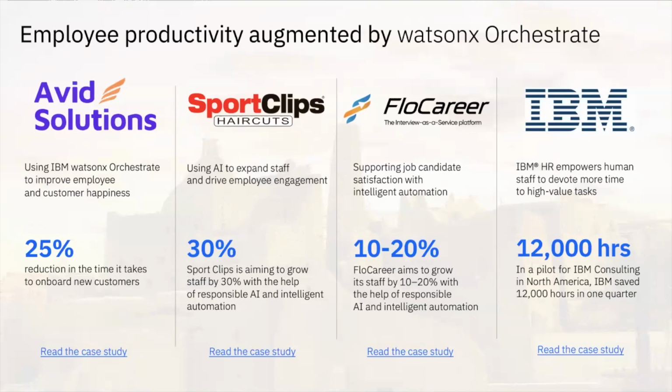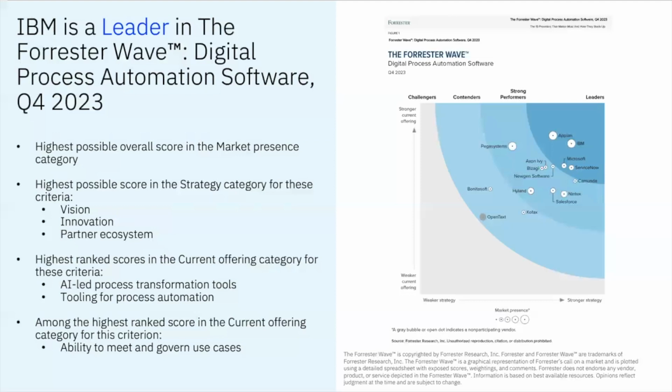And as you can see at the end, IBM saved 12,000 hours in a pilot in only 1 quarter, when it comes to the HR quarterly promotions that IBM is doing internally. Having said that, this is where IBM was named by Forrester, last quarter in 2023 Q4, as a leader in digital process automation software.